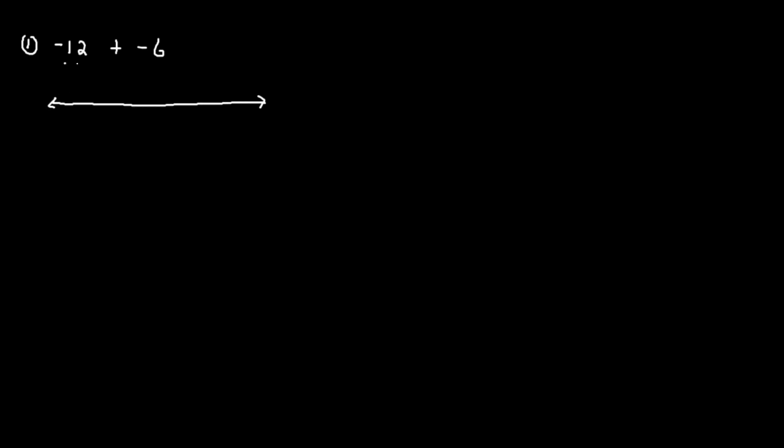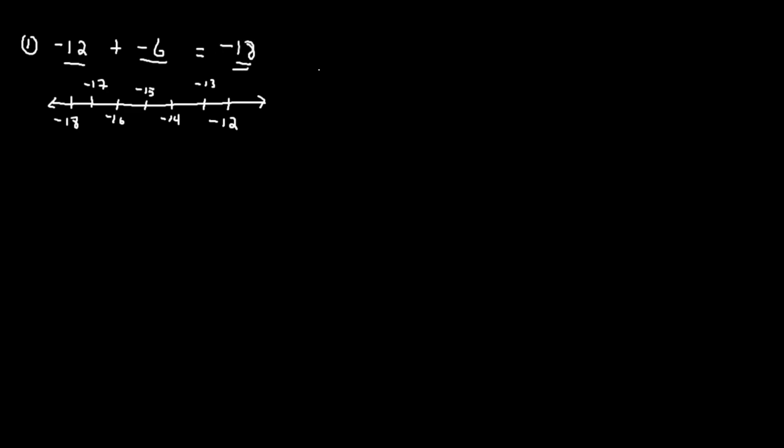First you need to locate negative 12 anywhere on the number line, and we have negative 6. Whenever we have negative integers, we move towards the left. Let's move 6 places: 1, 2, 3, 4, 5, 6. So the number will decrease. Negative 13, negative 14, negative 15, negative 16, negative 17, negative 18. So negative 12 plus negative 6 will give you negative 18.